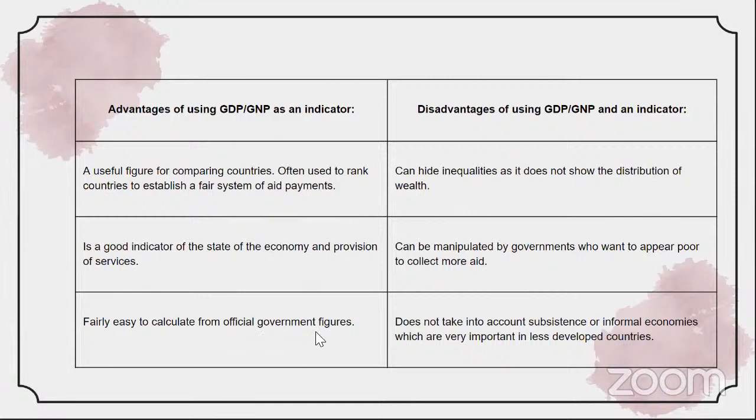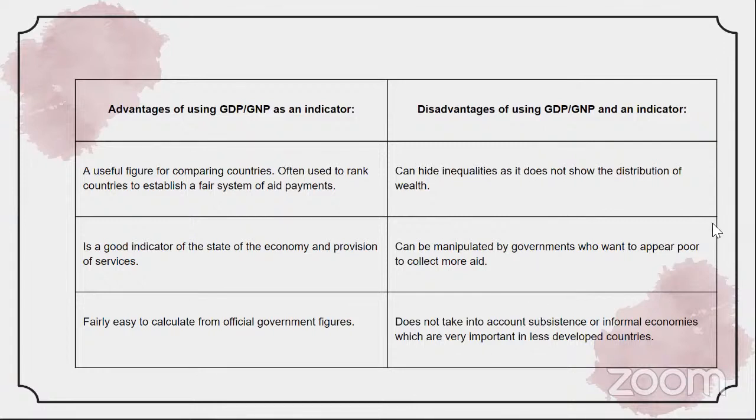So basically GDP ni memang senang dan diguna pakai, sangat luas. Okay. Disadvantage dia lah, dia tak tunjukkan inequalities, dia boleh hide inequalities sebab dia tak tunjukkan distribution of wealth tu. Lepas tu pula, can be manipulated by government who want to appear poor to collect more aid. So itu pun disadvantage juga. Does not take into account subsistence or informal economies which are very important in less developed country. So yang ni lah advantage dengan disadvantage untuk GDP ataupun GNP. So setiap benda ada strength, ada disadvantage dia.